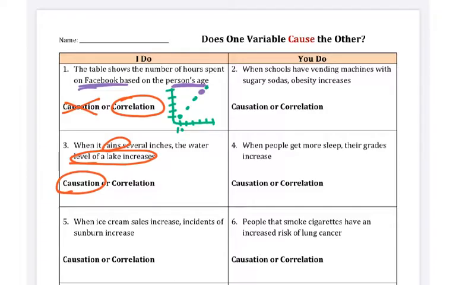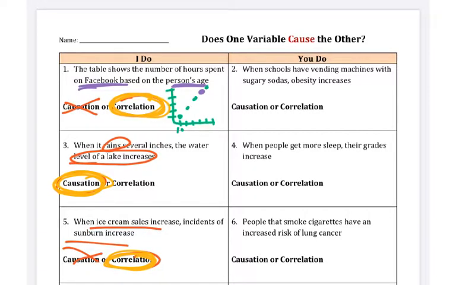Okay, number 5. When ice cream sales increase, incidence of sunburn increases. This is similar to our example earlier. Does ice cream sales cause people to get sunburn? No, ice cream doesn't cause sunburn. That's not causation. That's going to be a correlation. There's a pattern. Sure, the more ice cream that gets sold, the more sunburns that there are. There's a pattern between the two. But one thing does not cause the other thing. So it's just a pattern. It's just a correlation. 3 is causation. 1 is correlation.